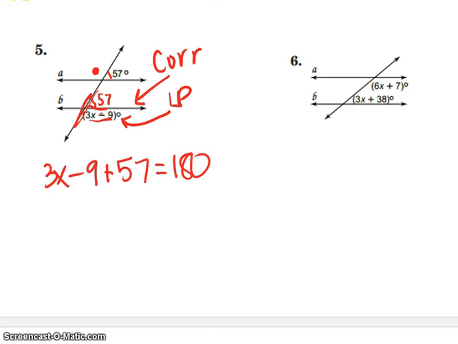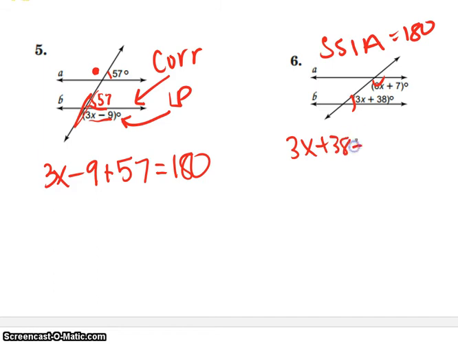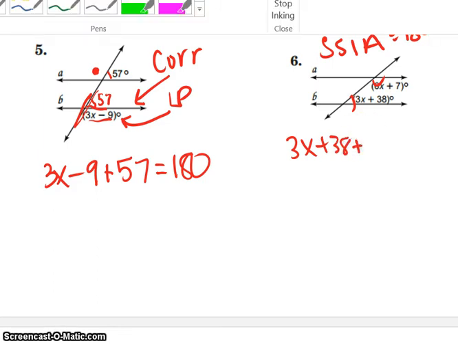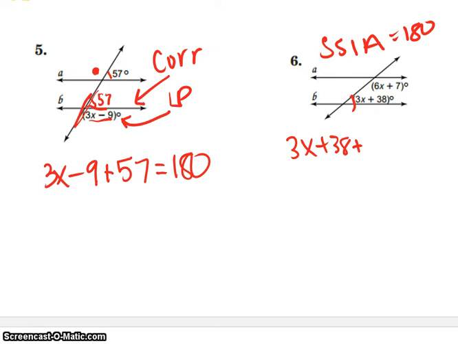Number 6, we have two angles here on the inside and on the same side of the transversal. Those are SSIA angles. And SSIA angles, when the lines are parallel, equal 180 degrees. So we would take 3x plus 38 plus, I think that's a 6, let me check. Yes. 6x plus 7 equals 180, and then we would solve.